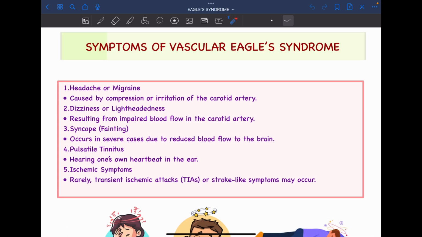Okay. Moving on further towards symptoms of vascular Eagle syndrome. First one is headache or migraine. Again because of irritation of the carotid artery.